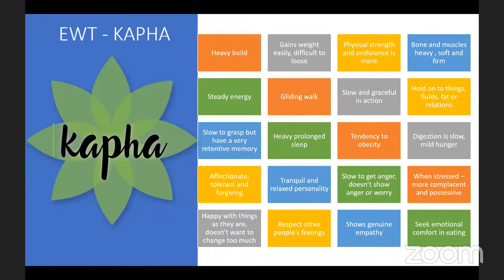They are slow to grasp, but they have a very retentive memory. They have a heavy, prolonged sleep. They have this tendency to obesity. The digestion is slow, mild hunger, but they can eat a lot. They're affectionate people, tolerant people, forgiving people. Everyone likes to sit in their company because they're very good listeners. They have a tranquil and relaxed personality.